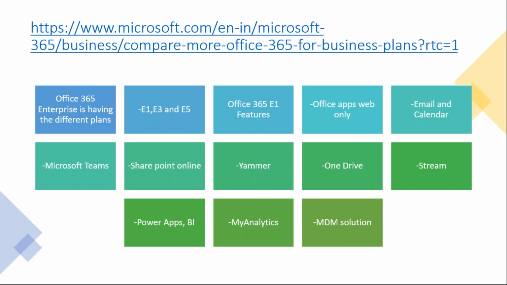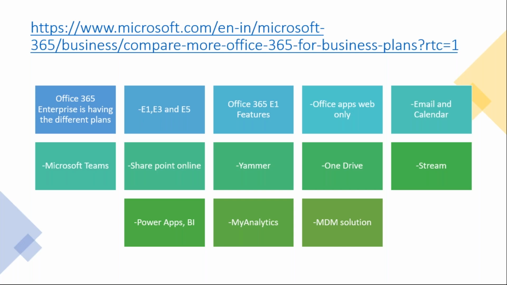As an example, we discussed the different licenses in Office 365: E1, E3 and E5. In the E1 plan we get the Office web apps, but we will not get a client application. Means from the web only we can access email or Teams, etc. We get email and calendar, Microsoft Teams, SharePoint Online, Yammer, OneDrive, Stream, Power BI, etc. These are all the services we get in these plans.